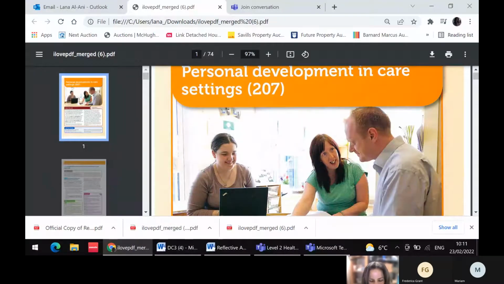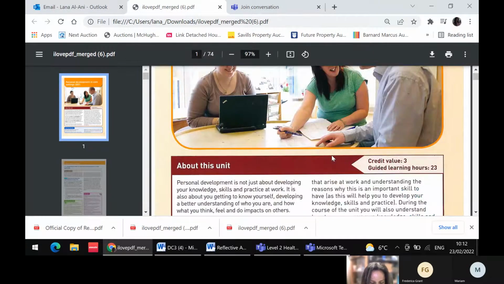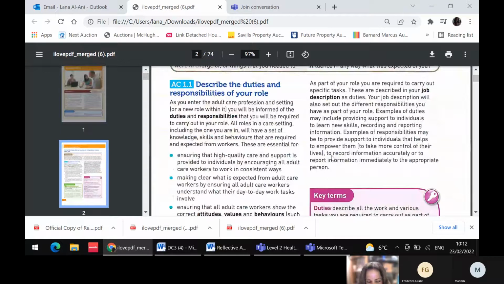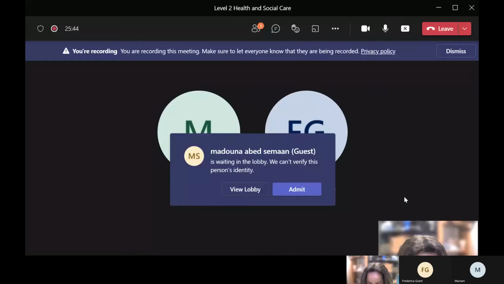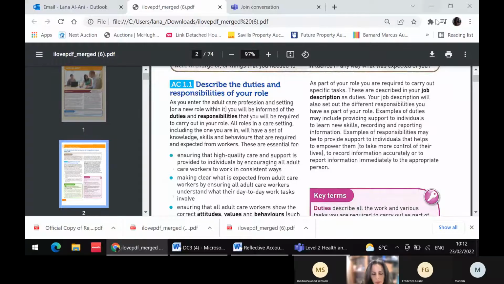Okay, so Unit 3 is all about personal development in the care setting. So for you as a carer, can any one of you tell me what the duties and responsibilities are for you as a healthcare worker? Can you think of any duties at all?